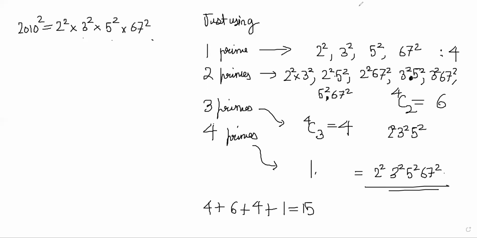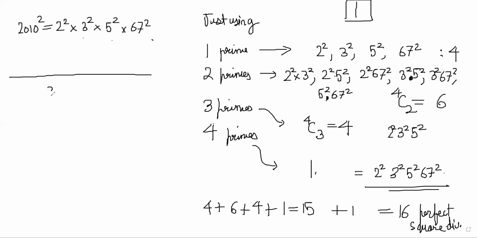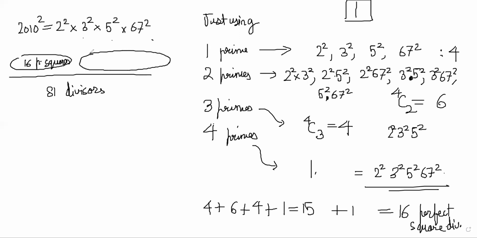But we have forgotten to write 1 also. 1 is also a divisor of this number, and 1 is also a perfect square. So 15 plus 1 is equal to 16 perfect square divisors. So I have a list of 81 divisors, out of which 16 of them are perfect squares. So the remaining, how many? There are 65 non-perfect square divisors.